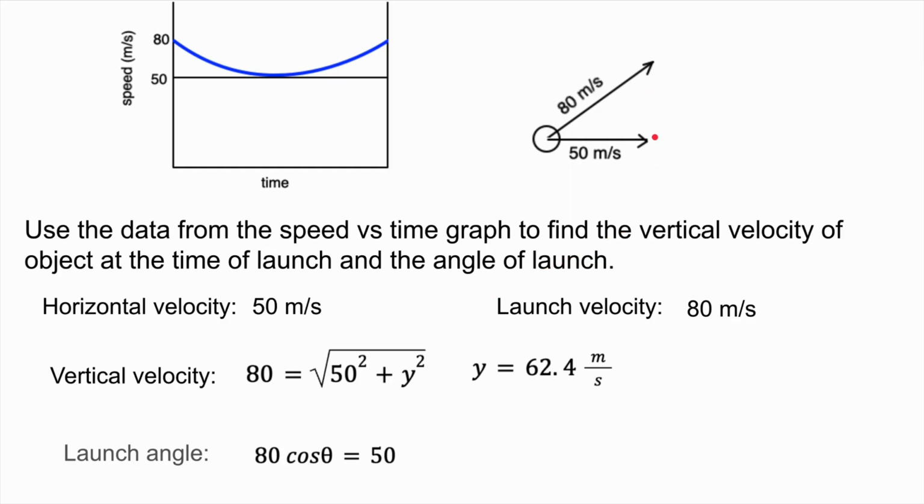So if I want to find the launch angle, what I can do then is I can say, well, this side is equal to this times the cosine of the angle. So 80 cosine theta equals 50. So if I solve that for theta, I'll get 51.3 degrees. So you can see we can extract an awful lot of information out of here.